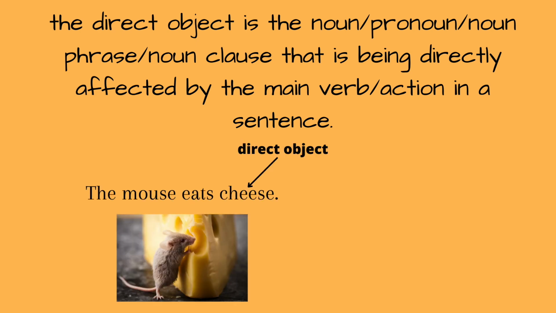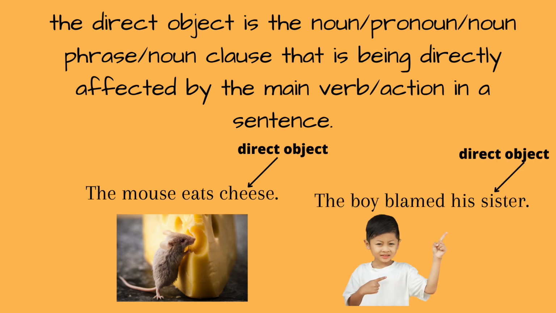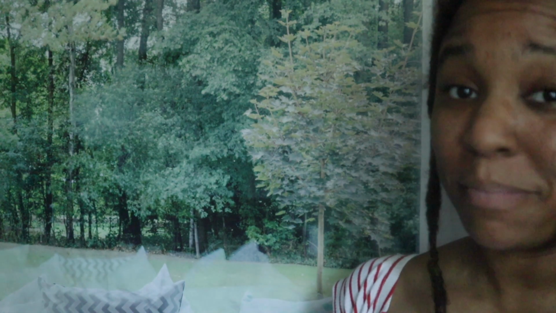The mouse eats cheese. Cheese is the direct object. It's what the mouse ate. The boy blamed his sister. The sister is who the boy blamed. So she is the direct object. So, like I said, the object complement describes or renames this direct object. Let's take a look at some of the examples used at the beginning of this video.